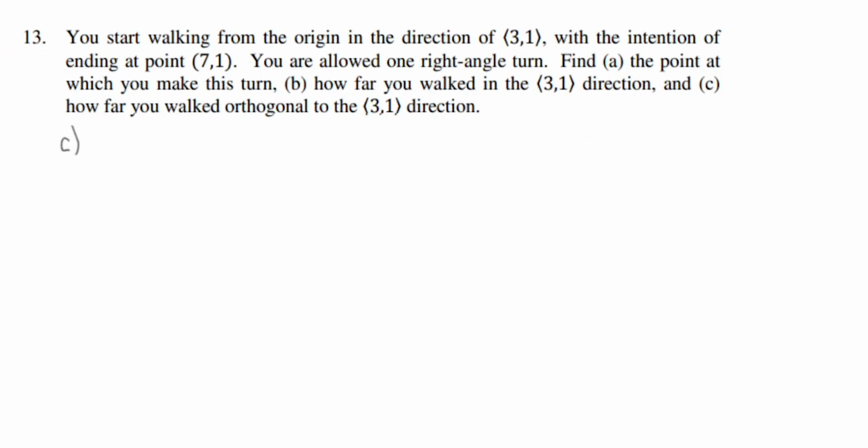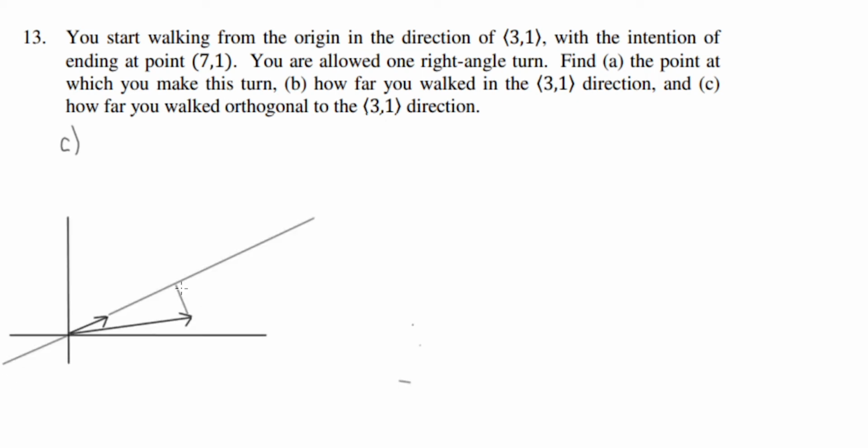Okay, for part C, I wanted to start with a clean slate because it was getting a little bit cluttered. So, all right, for part C, the question is how far you walked orthogonal to the 3, 1 direction. All right, so let's just redraw this diagram real quick. Okay, so we have our projected vector, vector C right there, the blue vector from the last part.